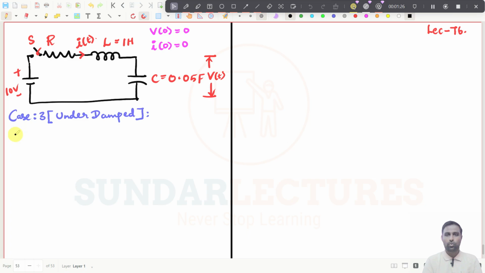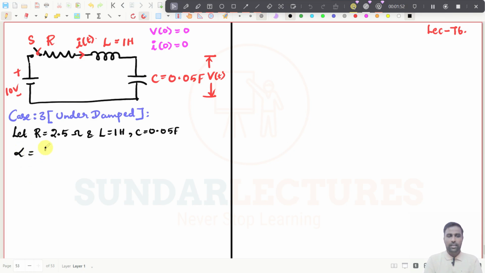Let R be equal to 2.5 ohms now, and we know both L and C: L is equal to 1 Henry and C is equal to 0.05 farad. That we have already taken, and I have told you that I am not going to change L and C. Now we need to find alpha. Alpha is equal to R by 2L, so 2.5 divided by 2 into 1, which is 1.25.